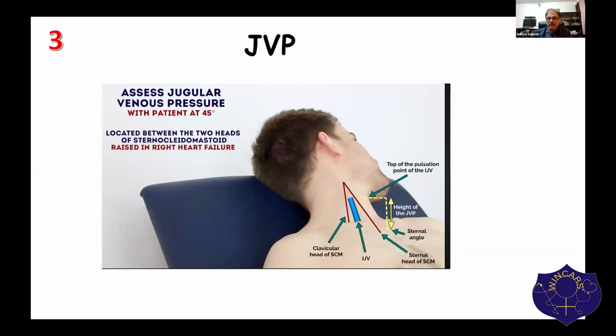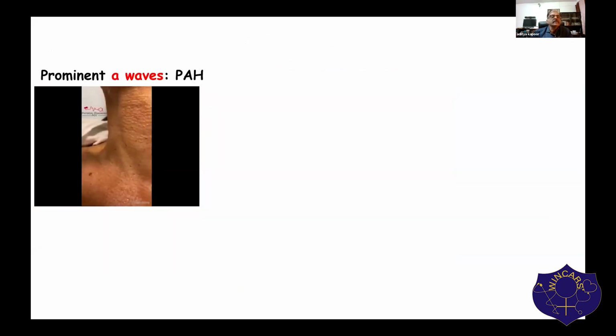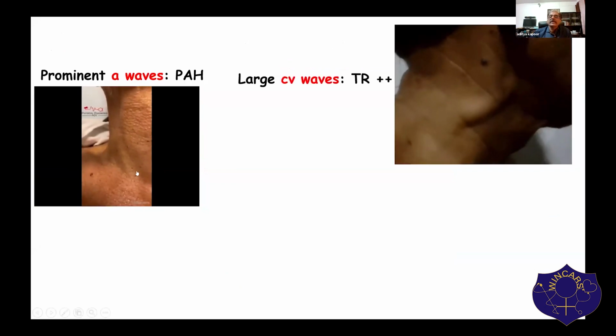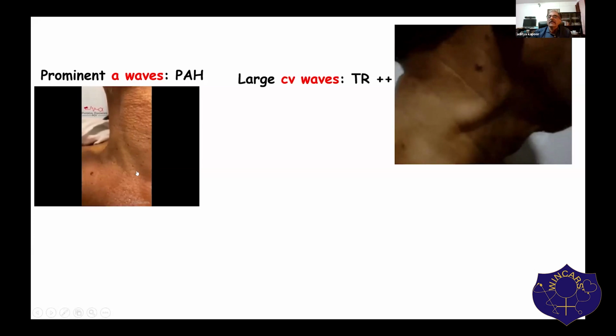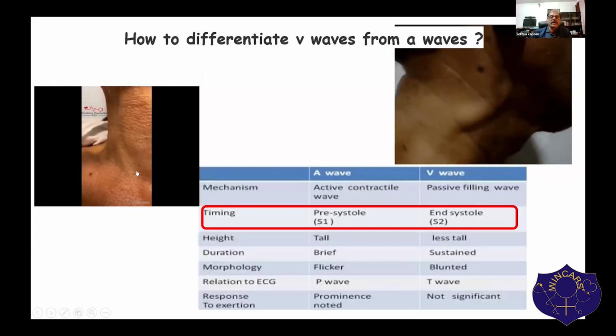Third, pay attention to JVP. So I brought in some visuals for you. If you see this is a prominent A wave, severe pulmonary artery hypertension, and as opposed to prominent C wave, which is TR. So examiners will sometimes again ask you how to differentiate between A and V wave.